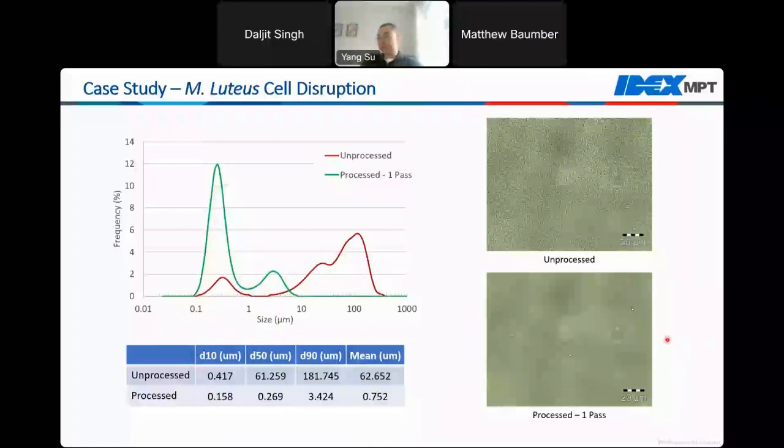And from the microscope image here, you can barely see any intact cells anymore. Again, due to the resolution, you will not be able to see the small cell fragments, but at least the image shows you the efficiency of the process, which leaves no intact cells behind. Most of the cells have been ruptured.